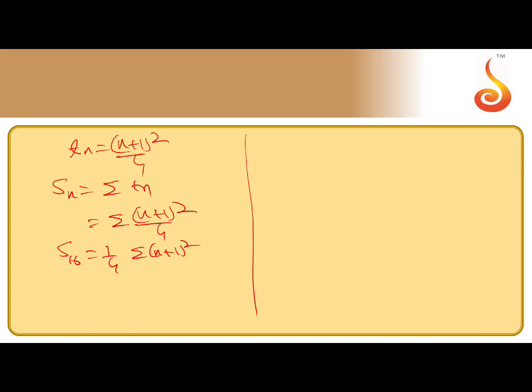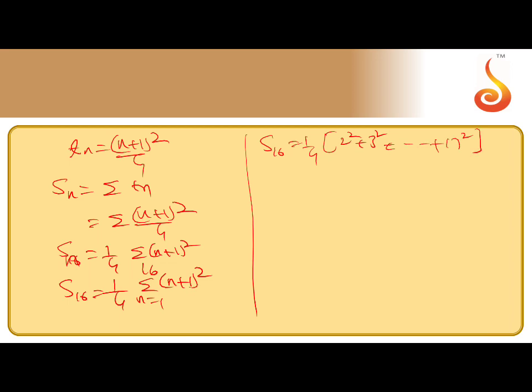So here S16 is required. N equal to 16. So S16 equals 1 by 4 into sigma, n equal to 1 to 16, n plus 1 whole square. So give the values. N equal to 1 means 1 plus 1, 2 square, 3 square and so on. Last is n equal to 16, which means 17 square comes here. So we have a formula for 1 square plus 2 square plus 3 square and so on up to n square. Sigma n square is n into n plus 1 into 2n plus 1 by 6. That is the formula for sigma n square.